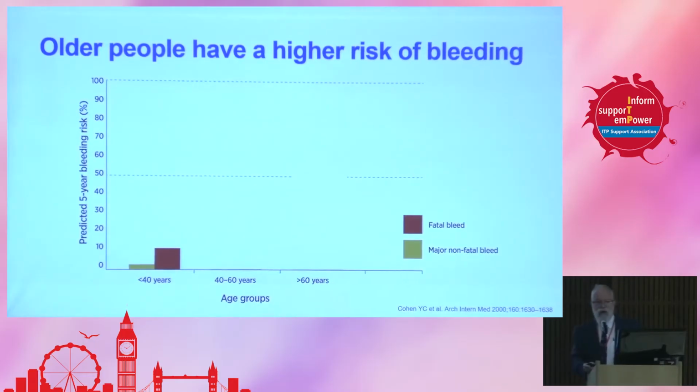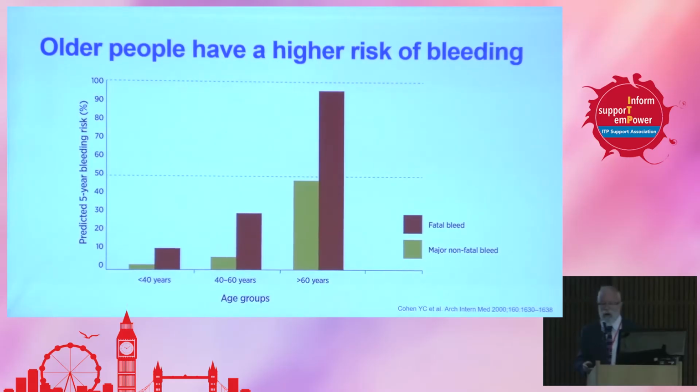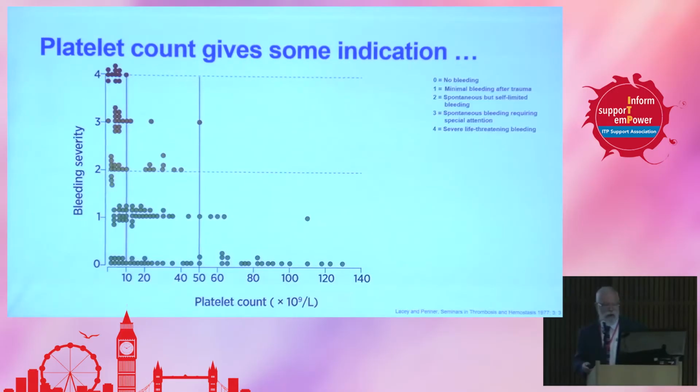So, depressingly, older people have a higher risk of bleeding. Now, this is the under 40s with non-fatal and fatal bleeding here. So the under 40s are okay. And then when we get to around 40 to 60, the rate goes up. So they're at higher risk of bleeding from a low platelet count. And then by the time you get to the magical age of over 60, of course it goes up dramatically. So there's definitely a big age factor in thinking, do I need to treat? If you're 20, I'm not so worried. If you're 85, I'm a bit more worried about a low platelet count.